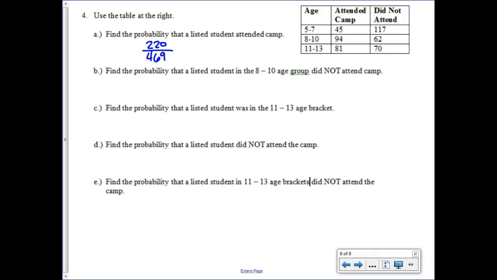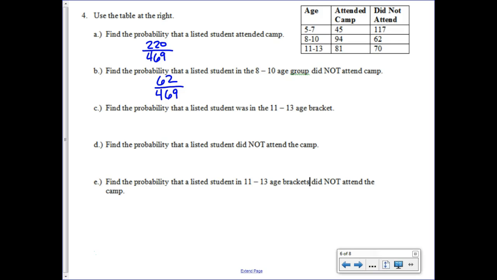And then you want to see, can I reduce that? And that doesn't reduce, so that would be your final answer unless you wanted a decimal approximation. So then find the probability that a listed student in the 8 to 10 age group did not attend camp. So in the 8 to 10 age group, did not attend is 62 out of the total 469. That also does not reduce.